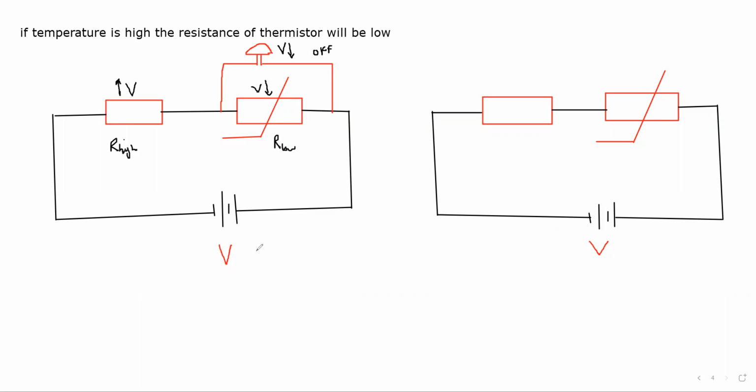If I use numbers to explain this, for example, if there was a 10 volt supply, when the temperature is high, the resistance of the thermistor is low, and in comparison, the resistance of the fixed resistor is high. So the voltage divides between them, for example, maybe 9 volts across the fixed resistor and only 1 volt across the thermistor, and that 1 volt is not sufficient to ring the bell or the buzzer. That's why it will be off. So when the temperature is high, this circuit will not respond.